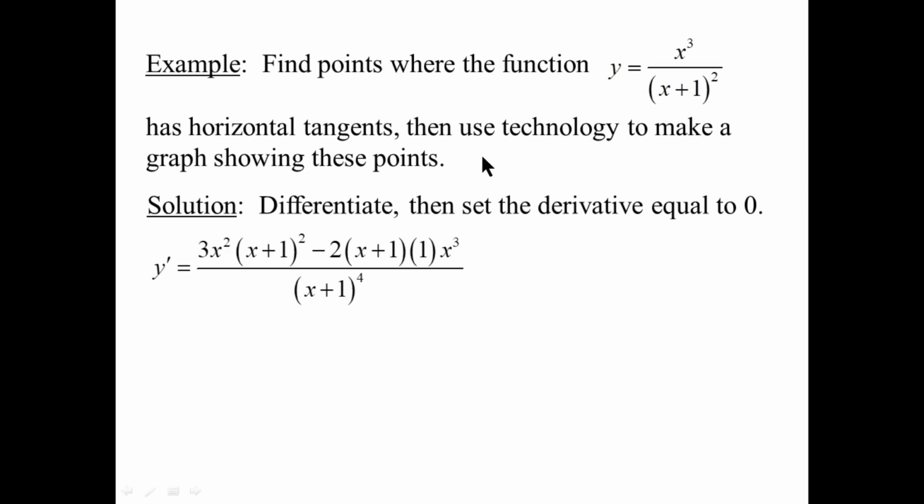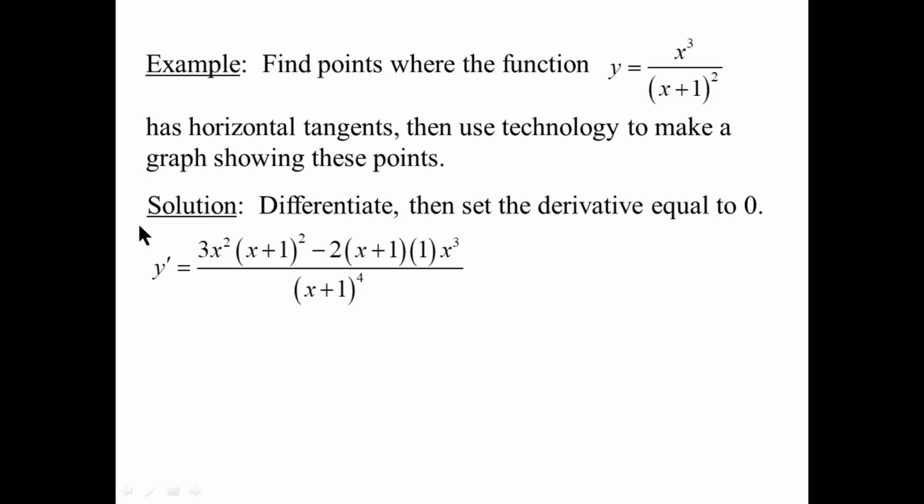Differentiating: top thing prime times the bottom thing minus the bottom thing prime times the top thing. So what we have here is top thing prime times the bottom thing minus the bottom thing prime, which is 2 times all of this to the 1 times the derivative here, times the top thing, all divided by the square of the denominator. We're going to set this derivative equal to 0. We could work hard on simplifying it, but we're going to set it equal to 0.